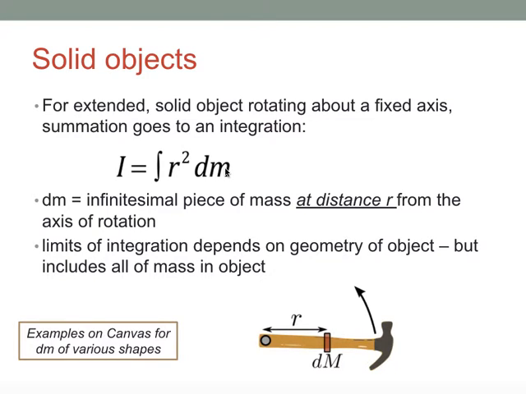Notice this is very similar to what we did calculating the center of mass, except it was r dm, and then we divided by the total mass. And the only difference here is we're not going to divide by the total mass, and we're going to square the r. Beyond that, the setup is very similar.